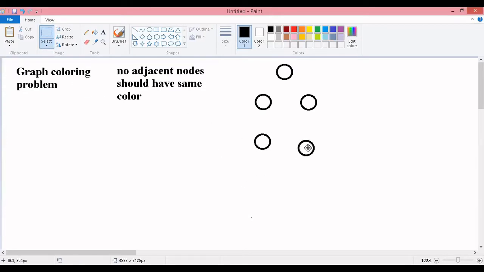A graph is given to you like this. Now this is the graph given. If you want me to color it, I will take any color. First I color this node red, and I am not able to color this node also with red because both are adjacent. So I will undo it.